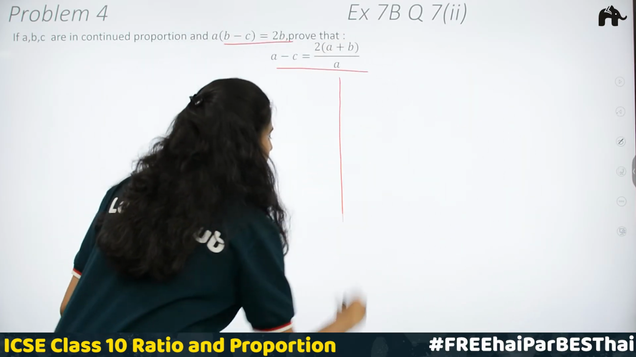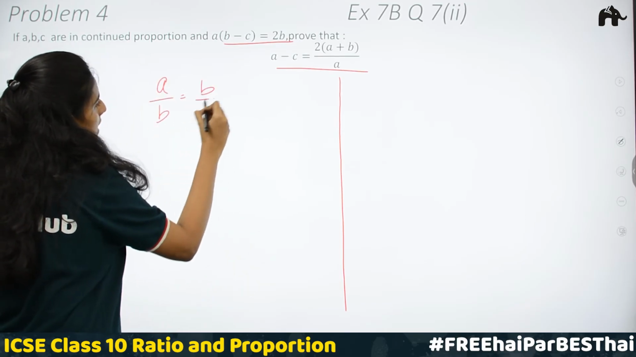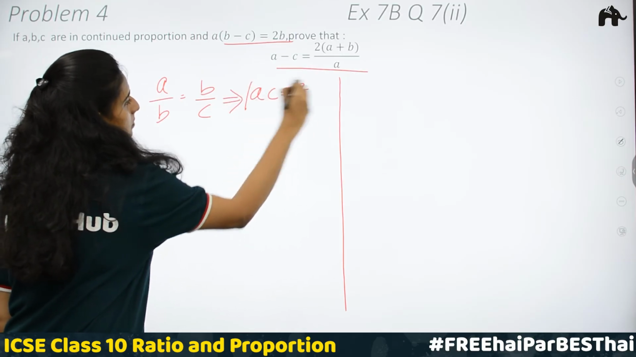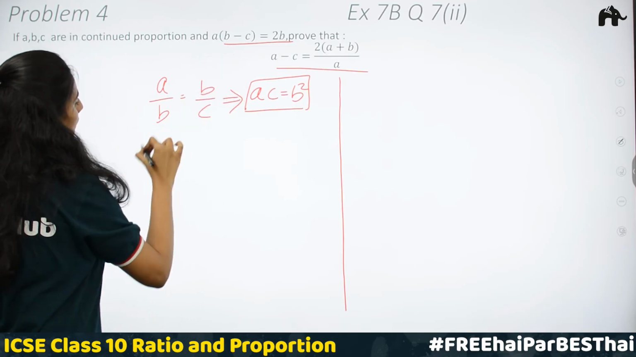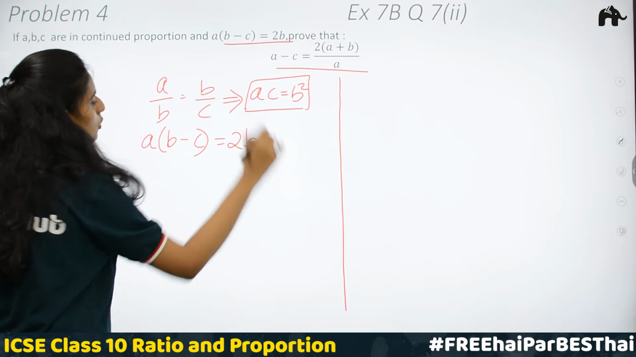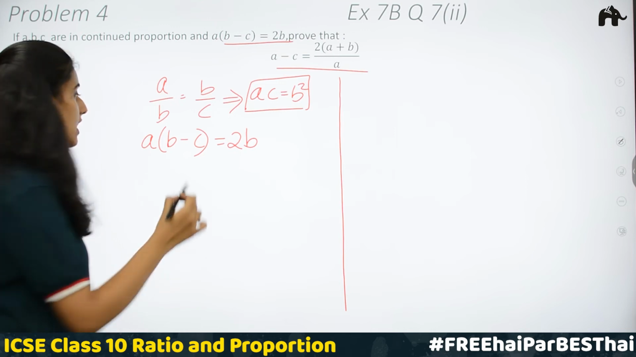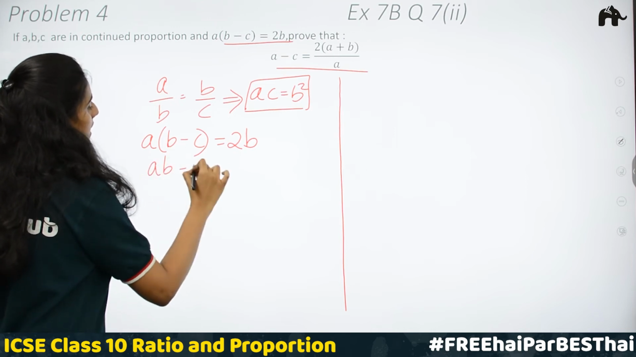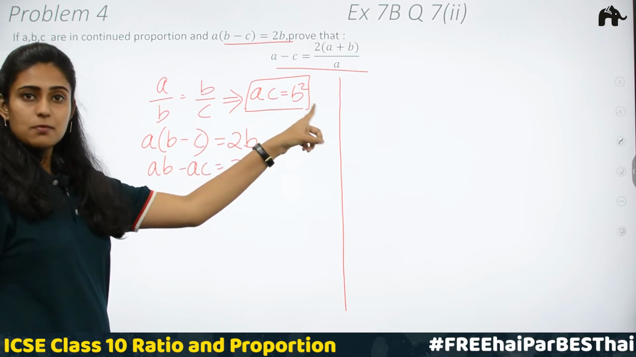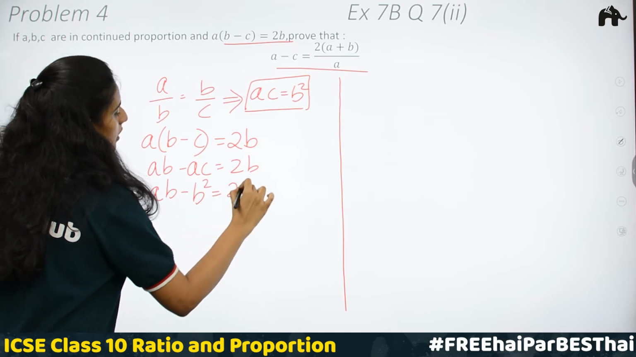Here, this is a continued proportion. Therefore, A by B is equal to B by C, from which we can write AC is equal to B square. Given A into (B minus C) is equal to 2B. Removing the brackets and multiplying, we get AB minus AC is equal to 2B. We know AC is equal to B square. Substituting, AB minus B square is equal to 2B.